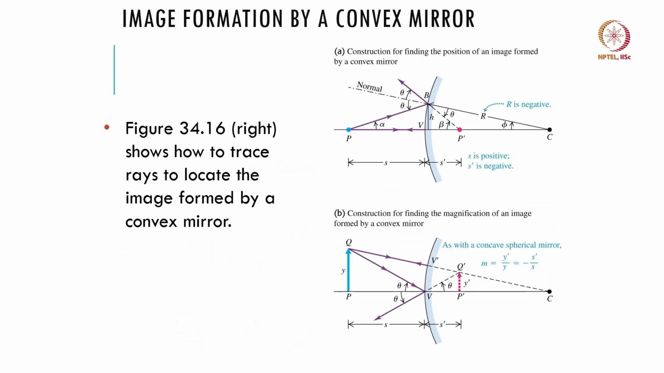Now let's see how an image is formed if it is a convex mirror. In case of a convex mirror, when a point object is placed along the optical axis at a distance s, assuming two light rays, one along the optical axis which retraces back as it reflects and another gets reflected at a point B on the spherical mirror.